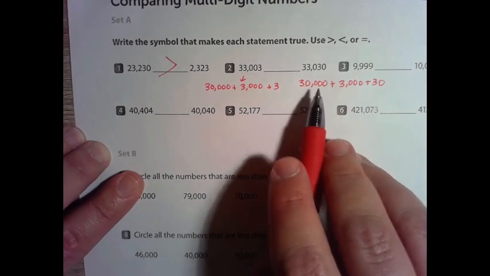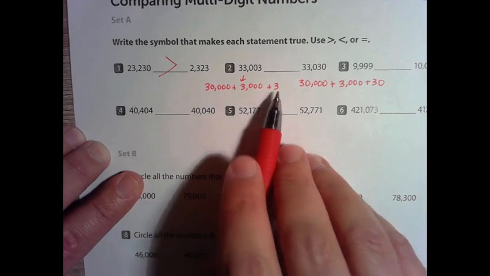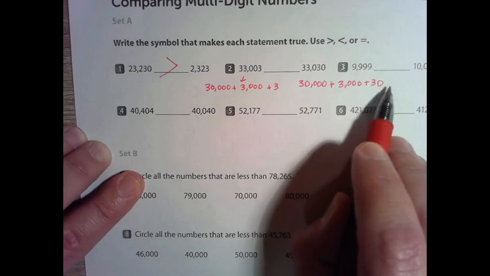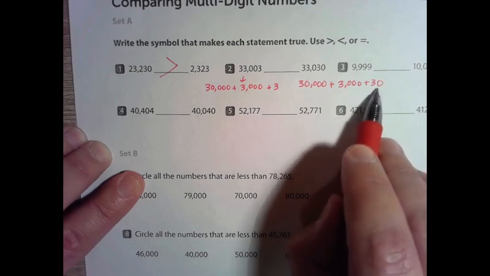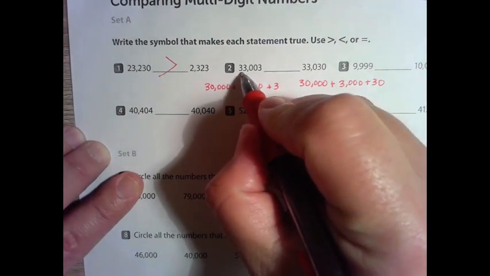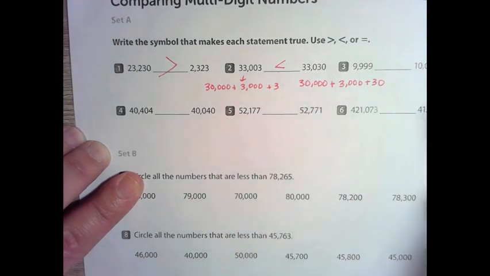And over here, it's 33,003. And then here it's 33,030. So we have more, this number here is a bigger value. So that means that this number here, 33,003, is less than 33,030.